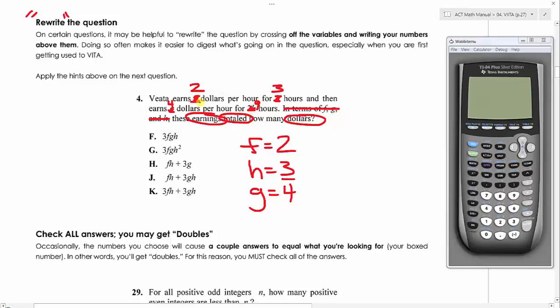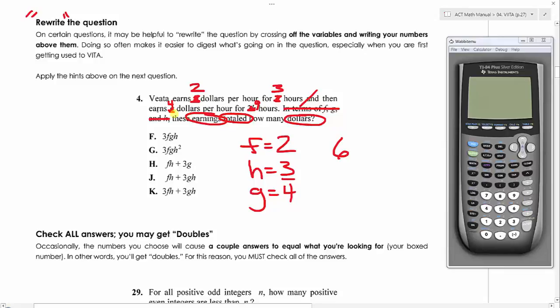I mean crossing off the variables, crossing off the algebra, and writing the numeric substitution above those variables, so that now when we read the question again with the numbers inserted, things should seem really simple. This is now saying VITA earns $2 per hour for 3 hours. Well, if somebody came up to you and said that they earned $2 per hour for 3 hours, first of all, you would say you have to get a new job because that's just way too little money. And then second of all, you would say, okay, well then that means that person earns $6.